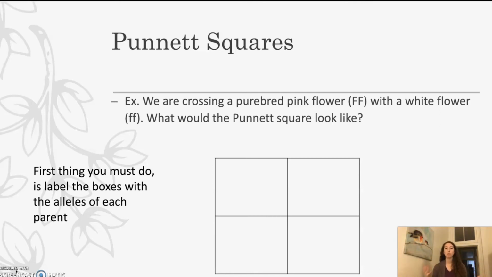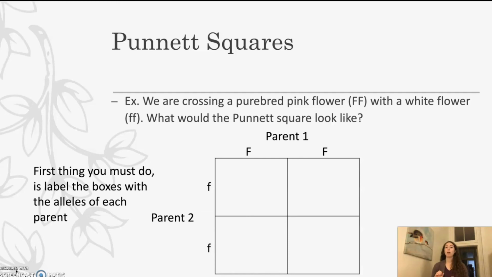First thing to do to fill out a Punnett square is label these boxes with the alleles of the parents. We put the alleles of the parents on the top and on the side. So let's do that first. Parent 1 can go across the top. Parent 2 can go along on this side. So parent 1, capital F.